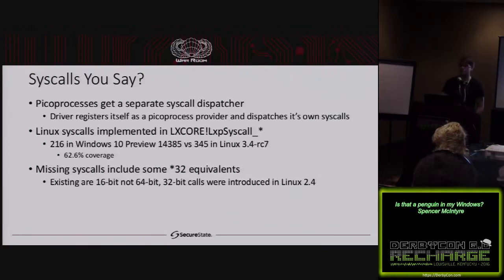Some of the ones that were missing were actually some of the 32-bit equivalents. I didn't really know this. I'm not much of a Linux kernel guy, but the 32-bit equivalents are the newer versions. A lot of the older system calls on Linux are 16-bit, and some of the newer 32-bit equivalents are the ones that are missing. Presumably, Microsoft is still catching up and needs to support more of these syscalls. So as they continue to work on and improve WSL, this is probably one of the areas where we're going to see the coverage gap shrink as they add more.